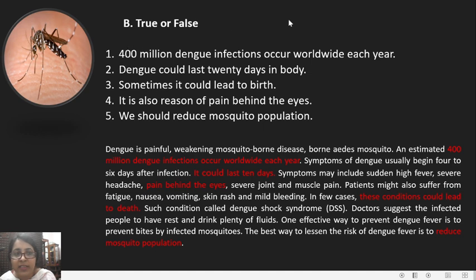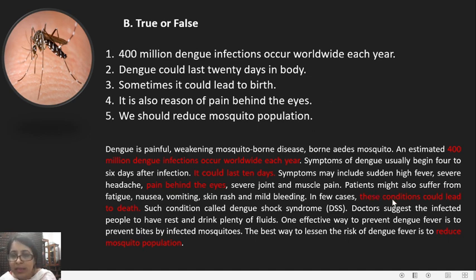Okay. So first sentence, look at this sentence and look at this red sentence. 14 million dengue infection occurs worldwide each year. Second, it could last 10 days. So this sentence is incorrect. Here is 20. So this sentence is actually false. And pain behind the eyes. So you can say here pain behind the eyes. So this is actually right. Okay, so you should write down here true.